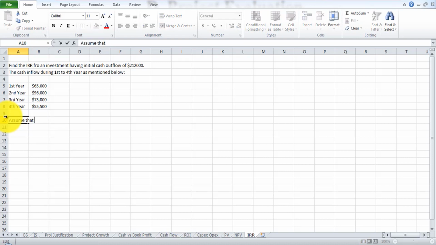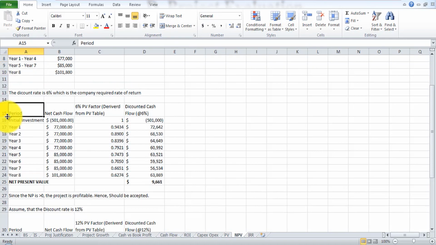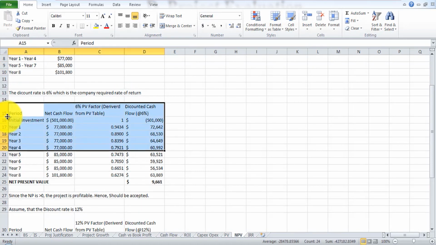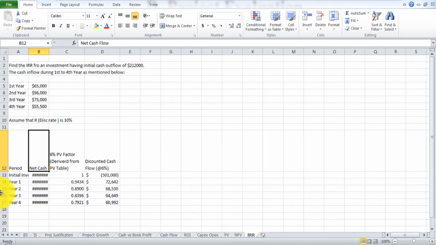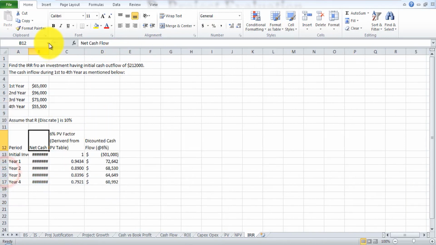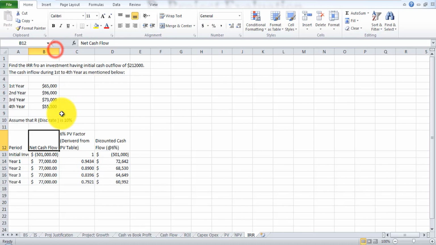Assume that the R, or you can say the discount rate, is 10%. Okay, I'll just show you how the 10% discount rate works over here. We'll use the same template for the time being. Just hold on a minute, guys. We're just done with the formatting, and we'll quickly jump to the solution.